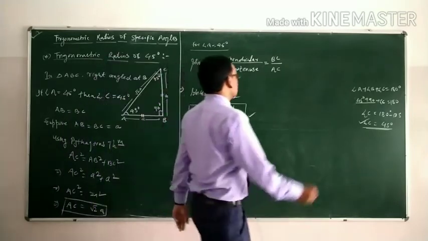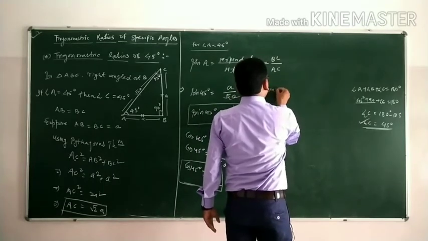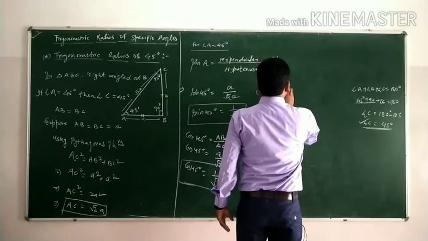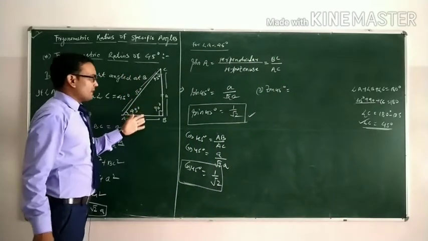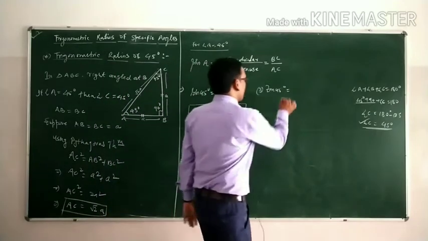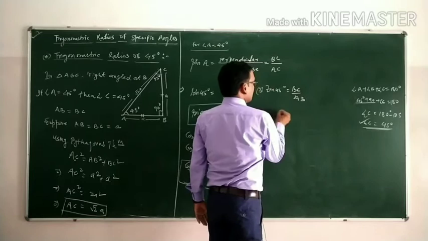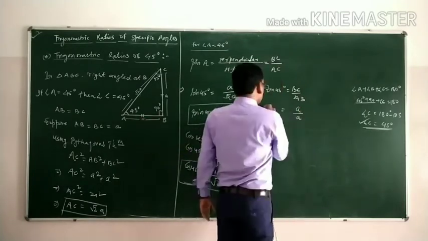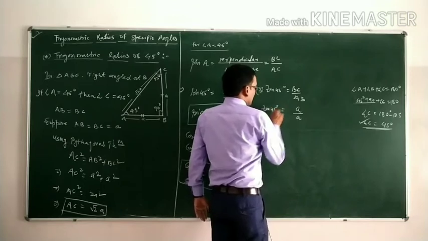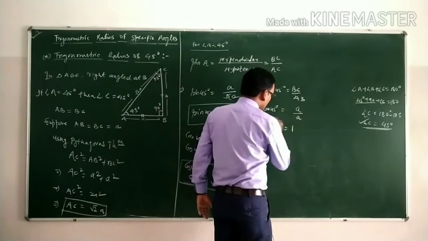Again we find the third one, tan 45 degree. Tan 45 degree is the perpendicular side upon base, that means BC upon AB. What is the value of BC? The value of BC is A and the value of AB is also A. This gives tan 45 degree is 1. Okay students.